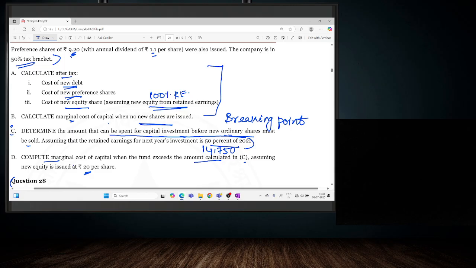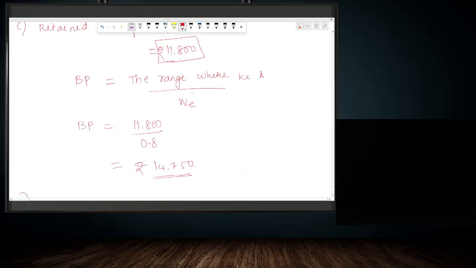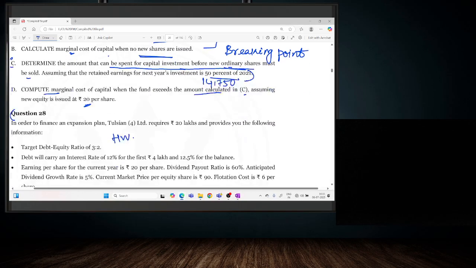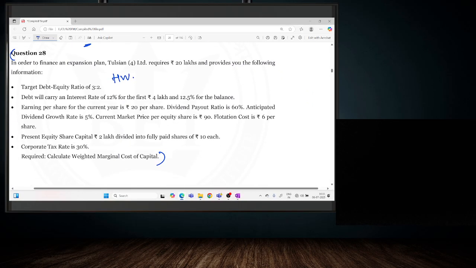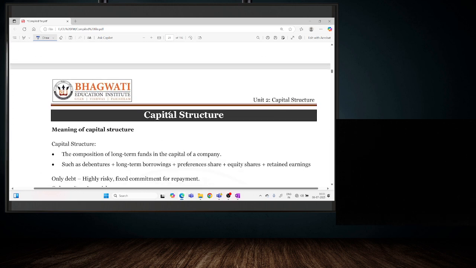And what is requirement D? If we are raising capital more than 14,750, marginal cost of capital is 14.95%. If you are raising capital less than 14,750, marginal cost of capital is 13.85%. Clear? So listen, question number 28, please take it as your homework and solve it. You can check the answers in the next class. We can start with the next chapter, capital structure. You want a break for 10 minutes? Yes. We will start at 4:20.